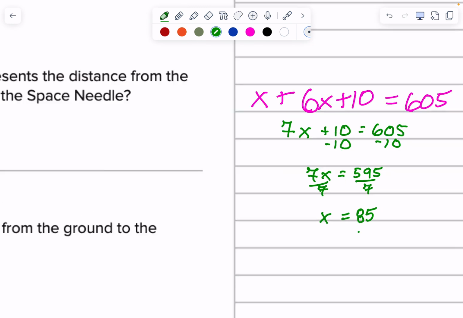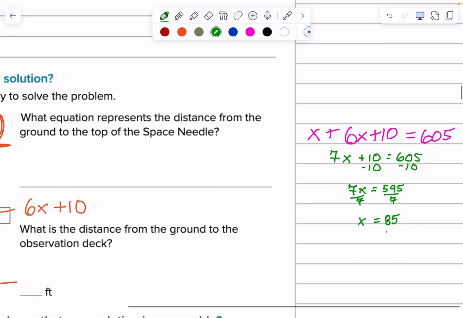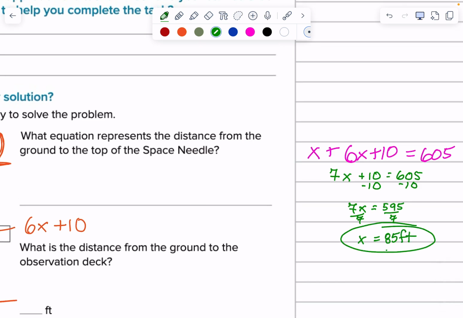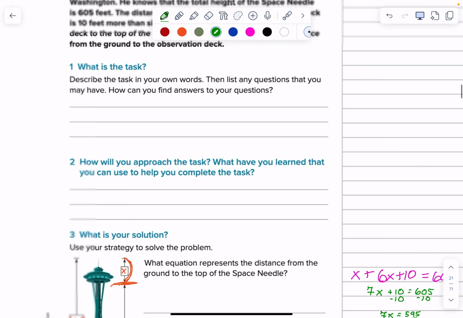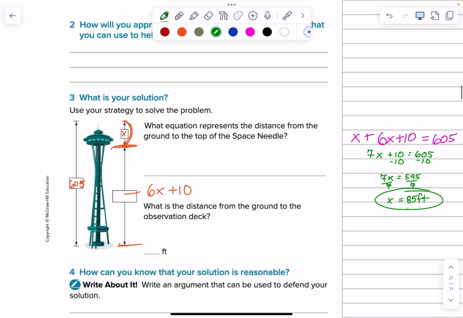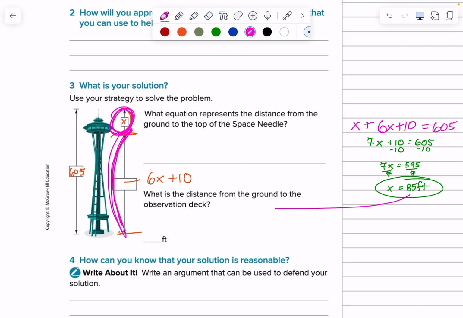85 what? Feet? Yeah. Okay, so x is 85 feet. But is that what they were asking, though? Let's look and make sure. Help Daryl find the distance from the ground to the observation deck. Ground to observation deck is this guy right here. The observation deck is 85, right? So you could do 605 minus 85, or I could plug 85 into here and do 6 times 85 plus 10. Either way, it doesn't matter. It probably is easier to do 605 minus 85. What's that come out to be? 520 feet. That's how tall that is up in the air.